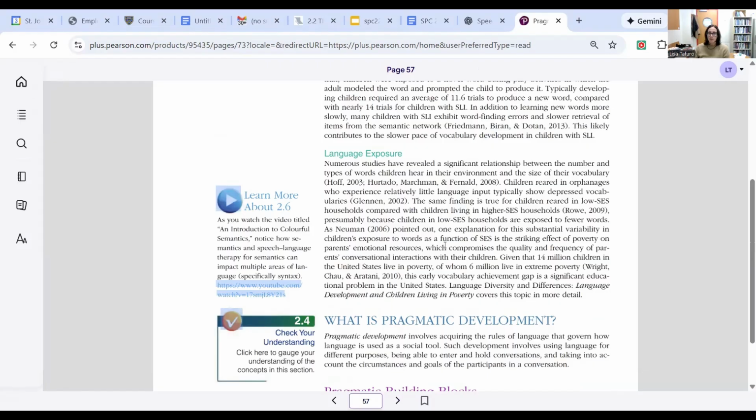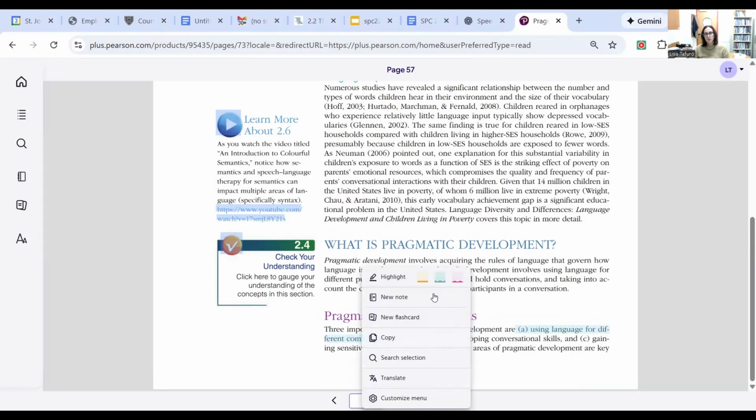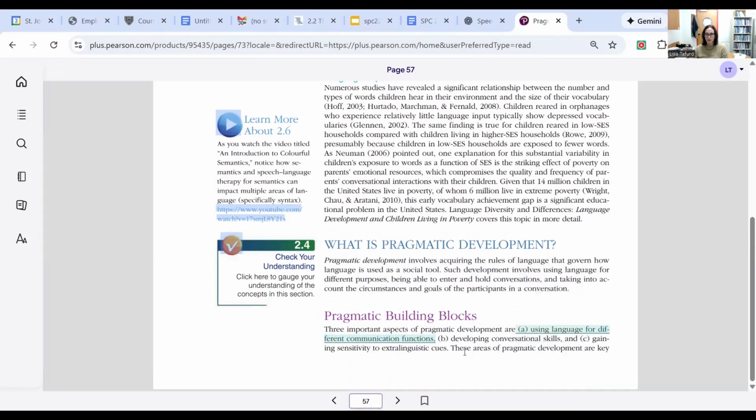Okay. So finally, last but not least, we have this idea of pragmatics. Pragmatics is about language use. It involves acquiring the rules that govern how language is used as a social tool. So what are the things that we are depending on early on? What are those building blocks that we see develop? Well, we are using language for different communicative functions, and that's an important one for you to understand. So we'll talk about that.